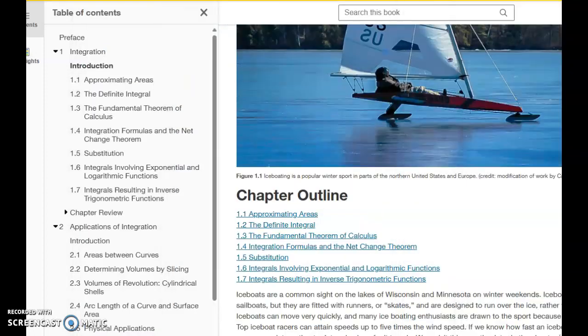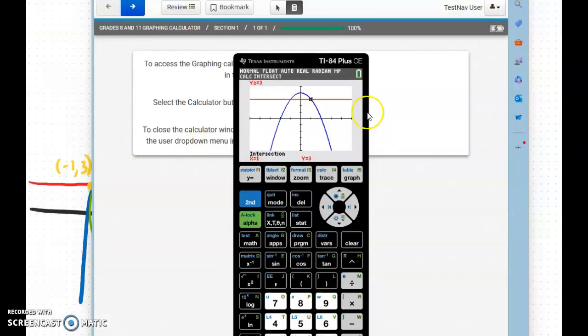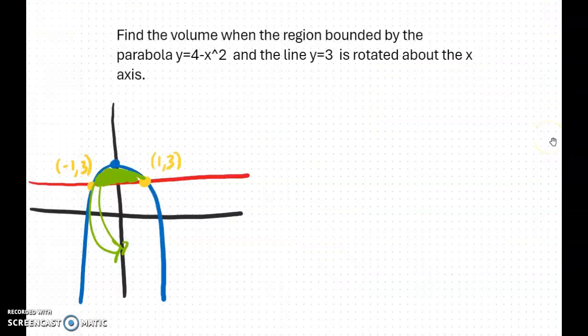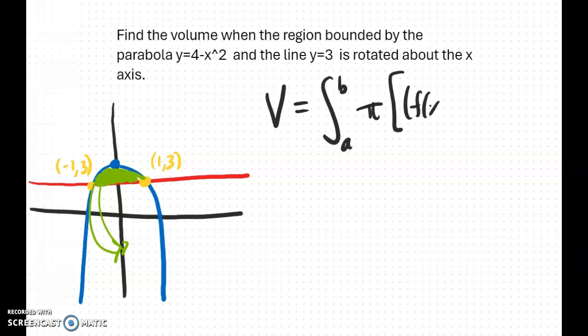Let's go back to our paper. And so I'm going to write that washer method down. The volume is equal to the integral from a to b of pi, and then we've got f of x squared minus g of x squared dx.